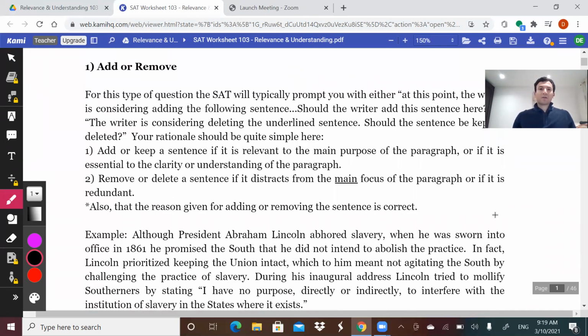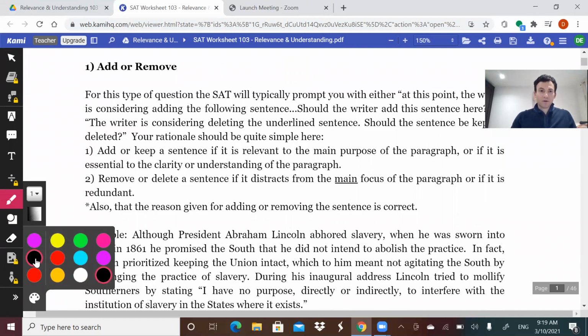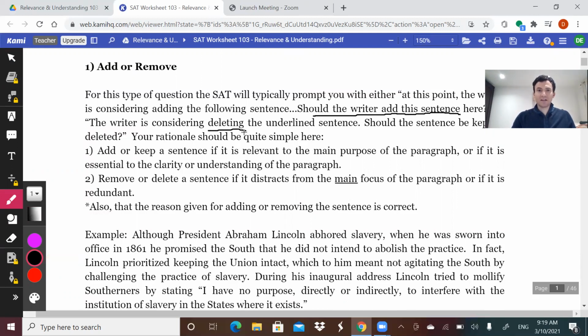A lot of times you'll be asked whether or not a sentence belongs, whether the writer should add this here, or the writer is thinking of deleting something, and you have to make a decision about that. It's really simple. You're going to take your time reading the paragraph. You're going to make a decision about what the main purpose or main idea of the paragraph is, what its focus is. Then from that, it's really simple. If you're going to keep it or add it, you're going to do so because it is relevant to the paragraph. It's either a good example that helps to elaborate on a main point of the paragraph, or it adds additional information that is in any way relevant.